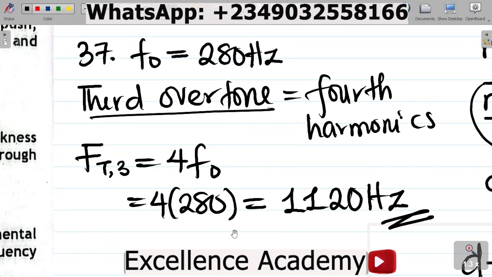So note that for the third overtone, multiplied by 4, for the fourth overtone, multiplied by 5, for the fifth overtone, multiplied by 6, for the second overtone, multiplied by what? 3, just like that. So you have 1120 hertz.